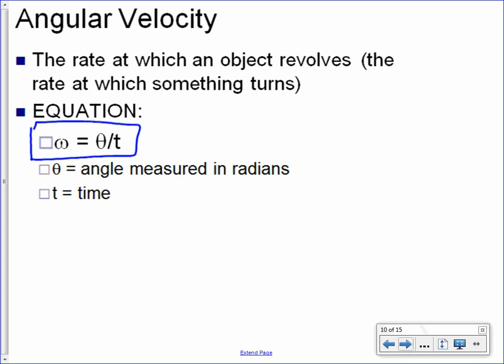Now, what is that? This is a Greek letter. It looks like a fancy W. So if you just want to write W, that is fine. Our angular velocity is theta divided by time. We're taking how far we have rotated as an angle divided by the time. So our distance is the angle measure instead of the arc length. That's the only difference.